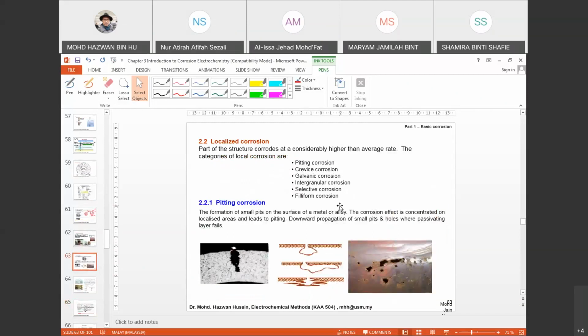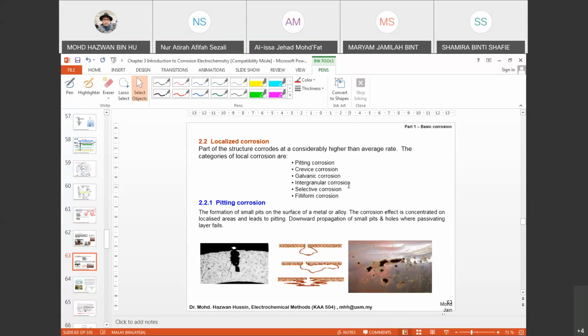Localized corrosion, as I said, means part of the structure will be corroded at a considerably higher than average rate. The categories of local corrosion are pitting corrosion, crevice corrosion, galvanic corrosion, intergranular corrosion, selective corrosion, and filiform corrosion. Okay, so the first one, pitting corrosion. How can pitting corrosion happen?